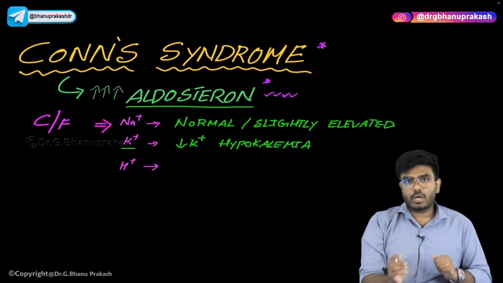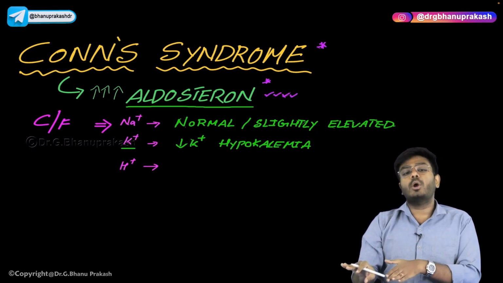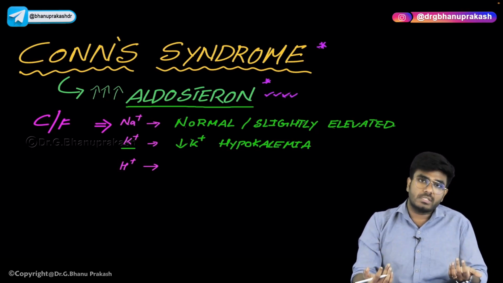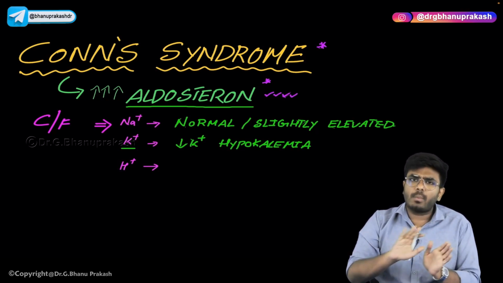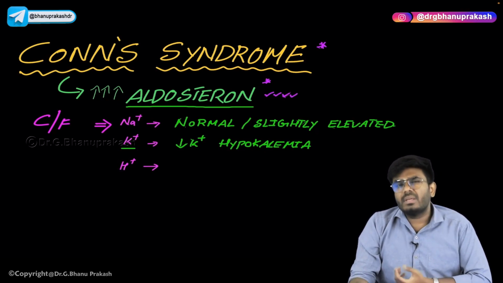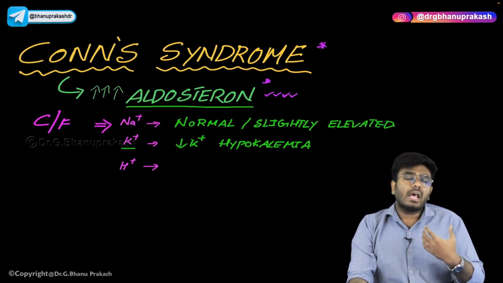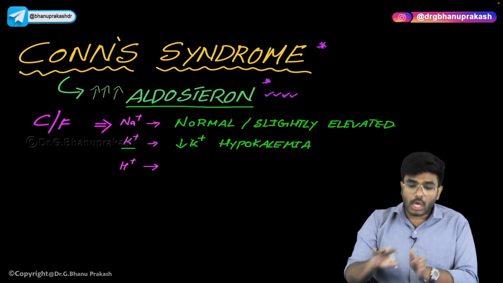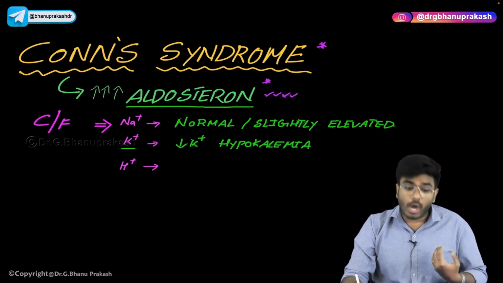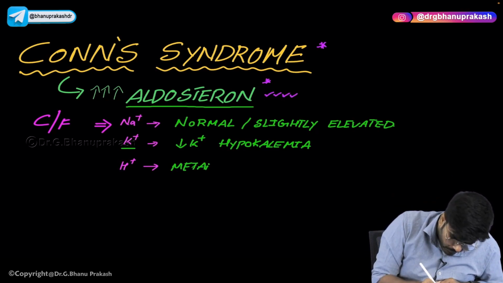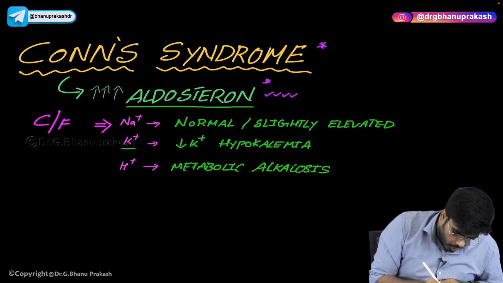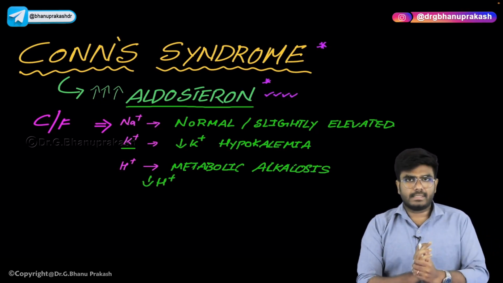Now what happened to the protons? Normally aldosterone throws the protons out of the body. Whenever there is so much aldosterone in Conn syndrome, so many protons are going to be excreted. So when so many protons are going out of the body, will this person have alkalosis or acidosis? All the protons, all the acids are leaving the body. So the person will have metabolic alkalosis, because the proton levels in the body are going to be decreased.